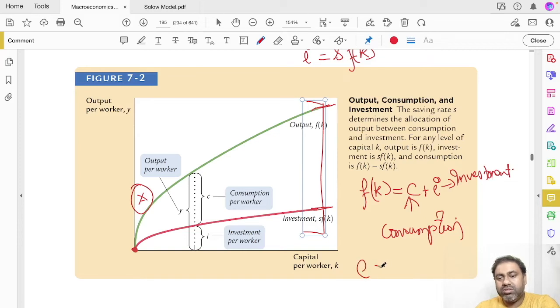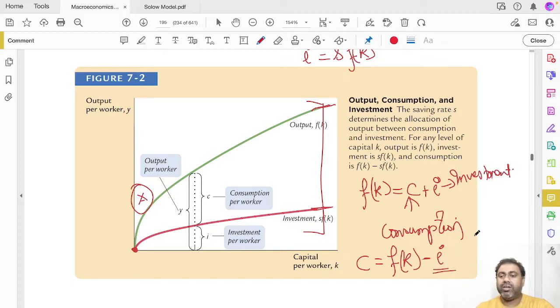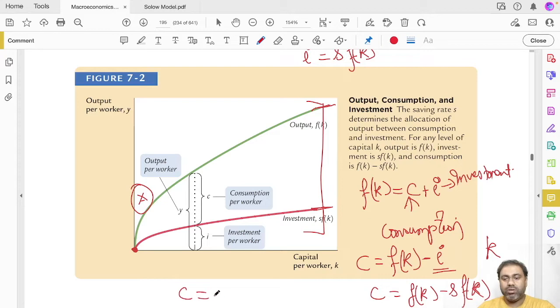So we can say C is equal to f(k) minus I, or in place of I we can also write C is equal to f(k) minus s f(k). We must keep in mind that we have to use small k. So C is equal to (1 minus s) f(k). Okay. So what does this mean?